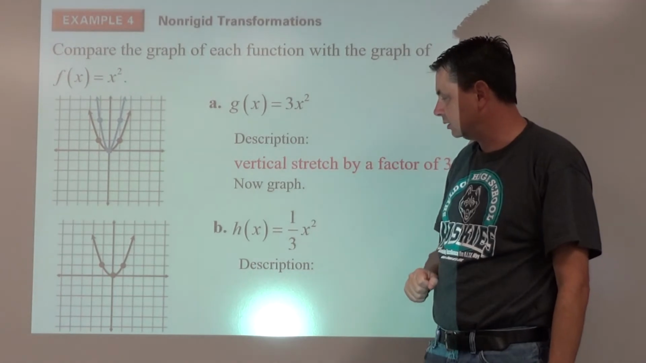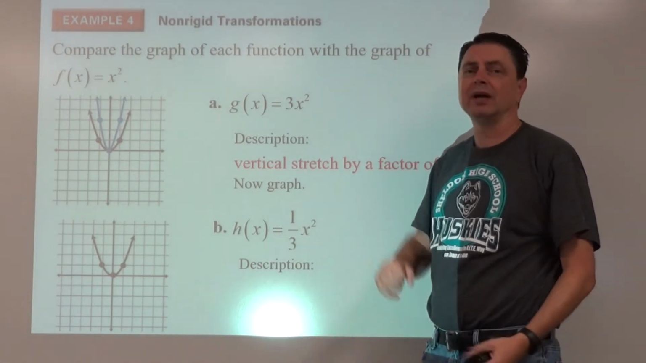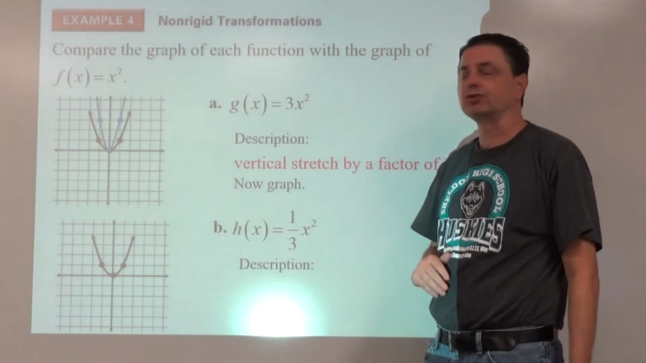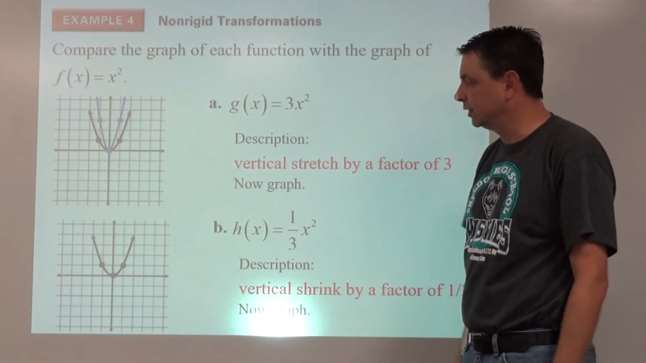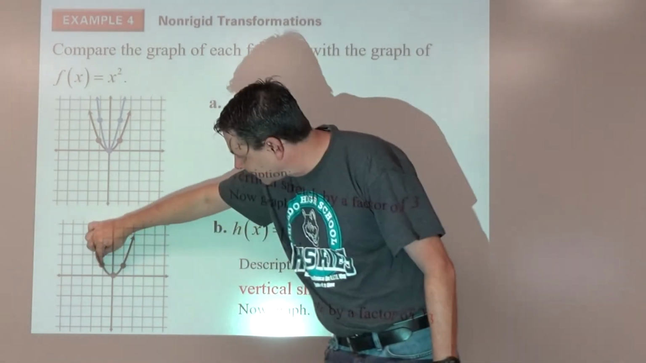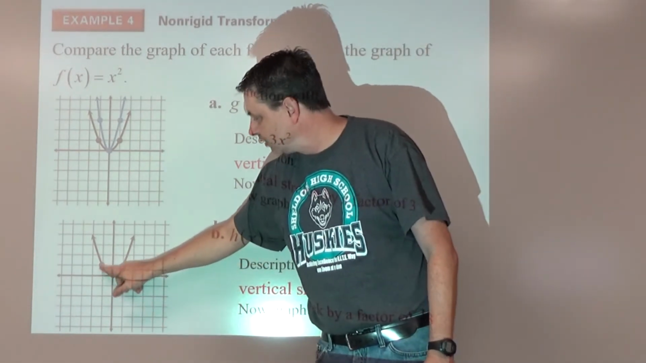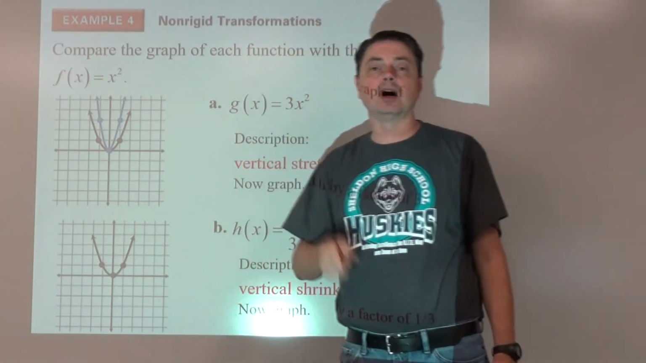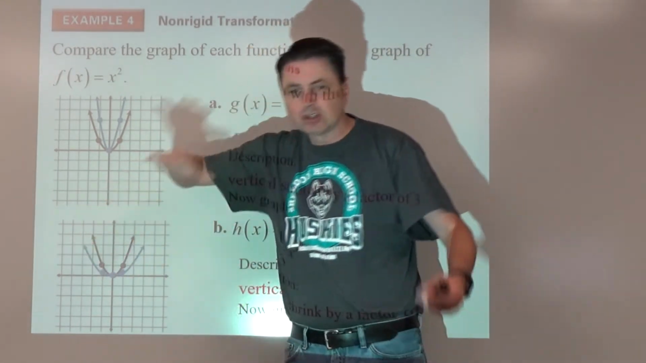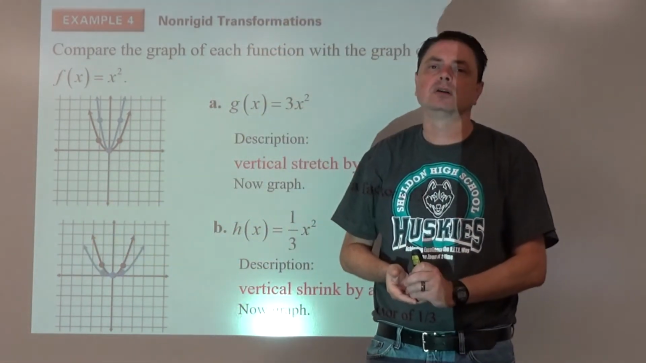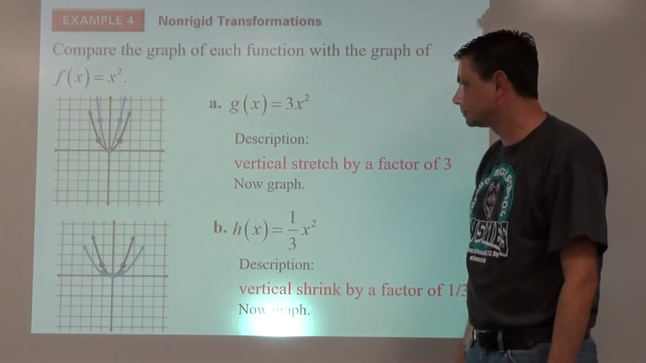1/3 x squared. Since that's between 0 and 1, and we're talking about multiplying, now we've got a vertical shrink or compression by a factor of 1/3. So now we take the y coordinates and we multiply them by 1/3. Negative 1 comma 1 becomes negative 1 comma 1/3. So it gets smashed down, where it has the effect of widening out the parabola.